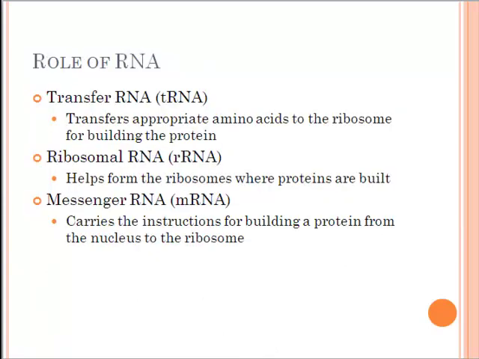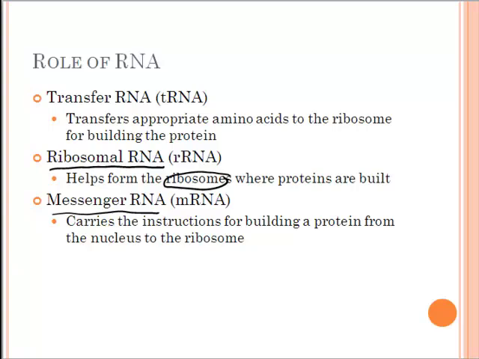There's a few different types of RNA that are all used in protein synthesis. One of them is called messenger RNA, and this is the one that is a copy of the DNA that goes between the nucleus to the cytoplasm. There's also something called rRNA or ribosomal RNA, and it is used to form ribosomes. So ribosomes are made of RNA and also some protein. Remember, the ribosomes are where proteins are built.